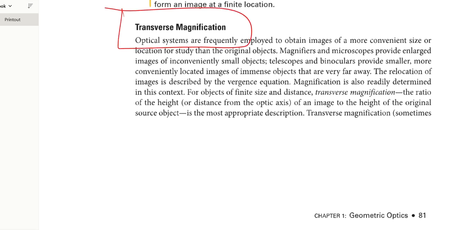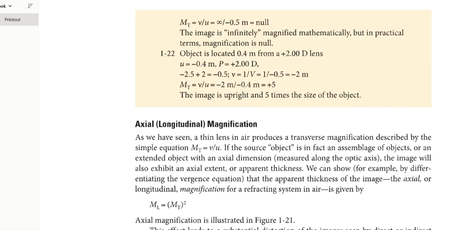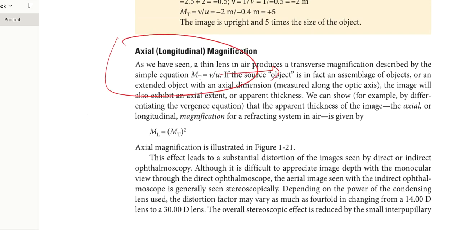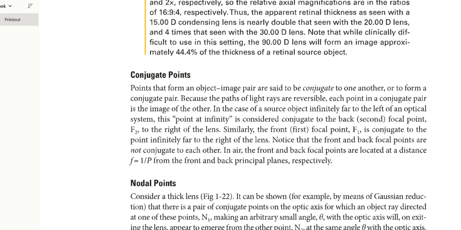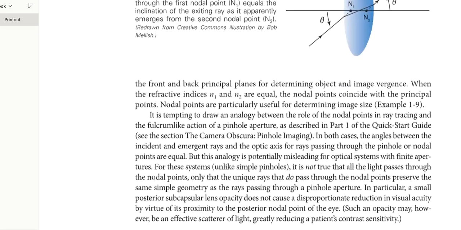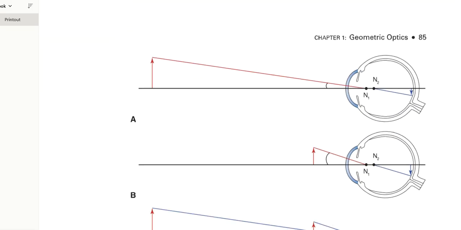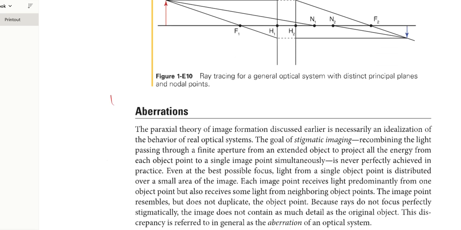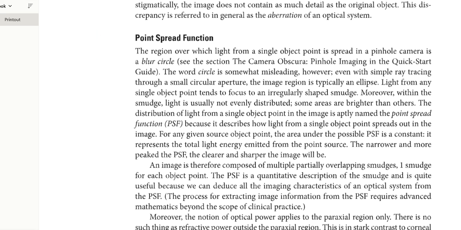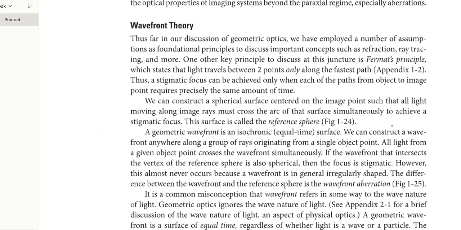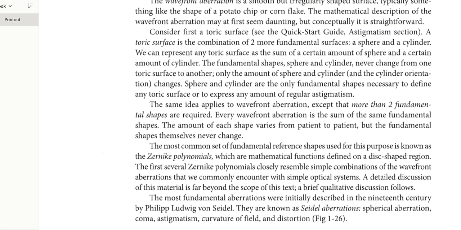Transverse and angular magnification. This is important. Okay. Transverse and angular magnification. Angular magnification important. Okay. Just read these topics. Aberrations very important. Just read this, please. This is important.